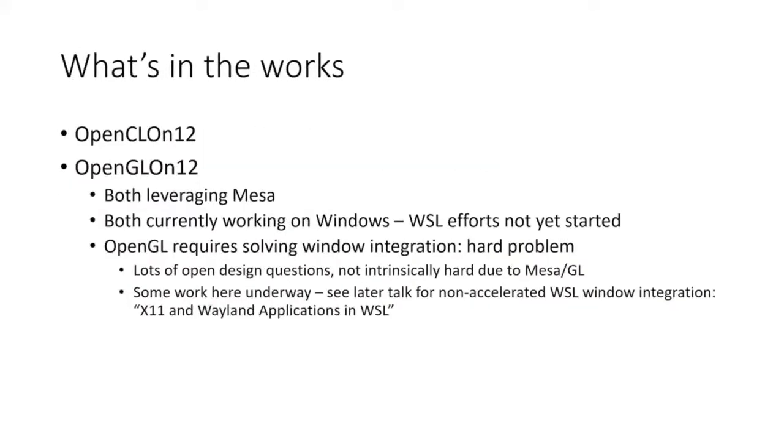So what is next? Some things that don't exist yet. We've already mentioned that we would like to bring OpenCL on 12 and OpenGL on 12 mapping layers, both of which are heavily leveraging Mesa for their compiler and runtime infrastructure. At this point, we have both of these working on Windows, but we haven't yet started any efforts towards getting these working in WSL. And OpenGL specifically, if we wanted to get window integration, that is a very hard problem to solve. There's a lot of open design questions about how we do that.